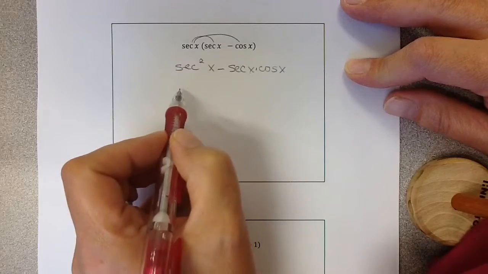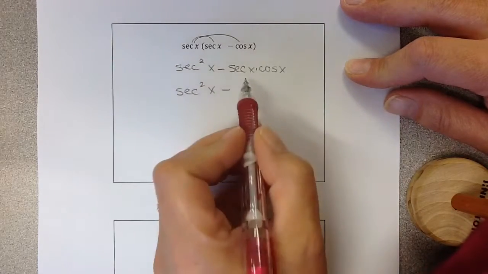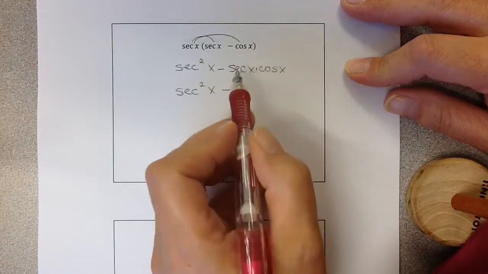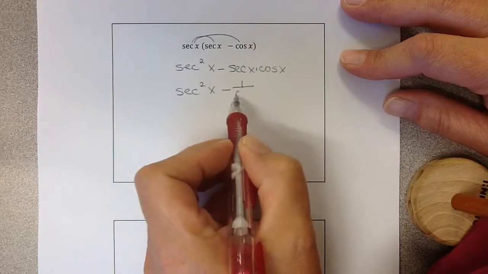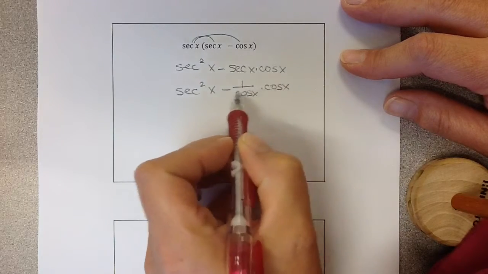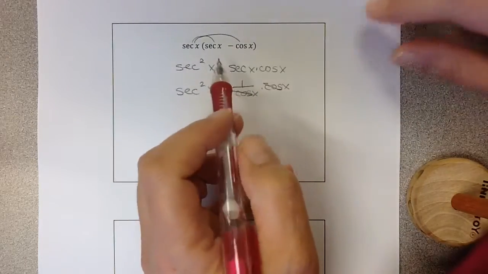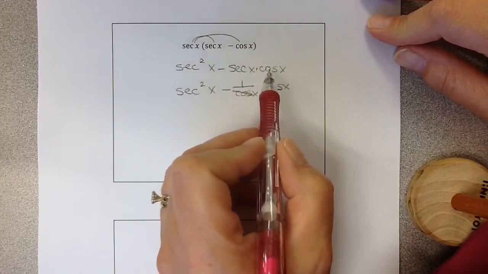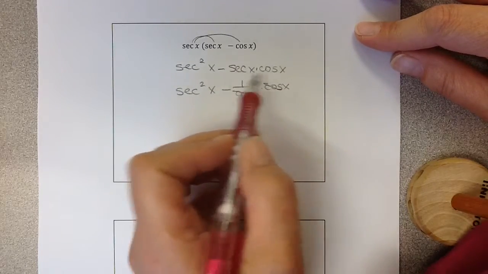Not really anything at this point that I can see to do with secant squared, so let's just bring it down. But in this second expression, I know that secant is 1 over cosine. So if I change secant to 1 over cosine of x, then when I multiply by cosine x, those cosines are going to cancel, and I'm going to be left with a 1. Now some of you are savvy enough that you can see secant times cosine and say, oh, those are reciprocals. And reciprocals always have a product of 1.